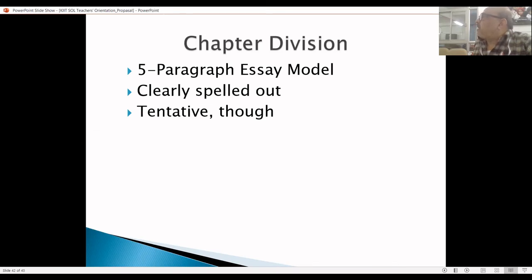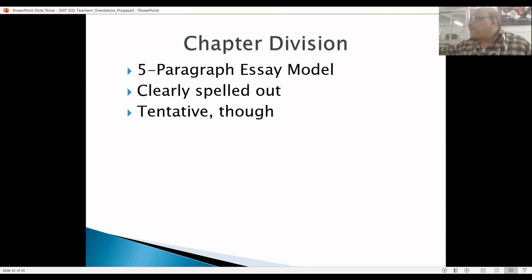Now, when I say 5-paragraph model, I don't mean to say that the dissertation has to be only 5 paragraphs. It can be even 4 paragraphs. Sorry, it can be even 4 chapters. It can be even 5 chapters. It can be even 6 or 7 chapters, depending on the scope of the study. But whatever the scope, the first chapter has to be introduction. The last chapter has to be conclusion, right?